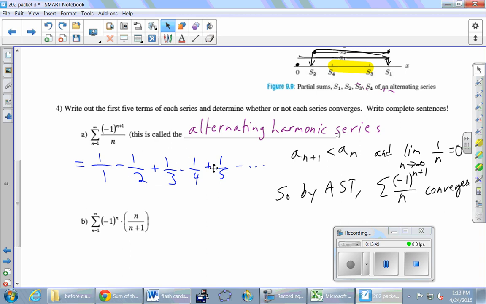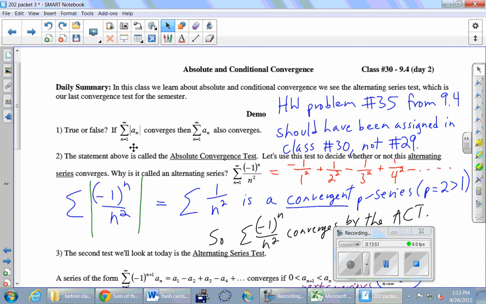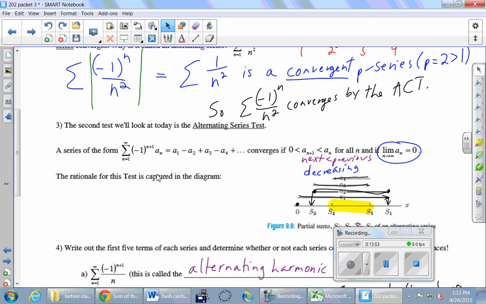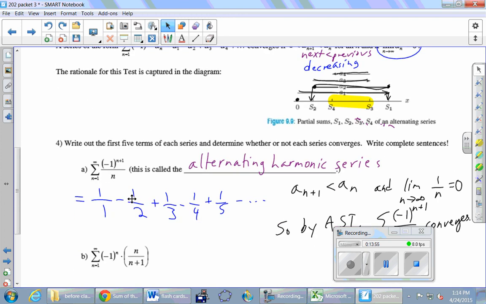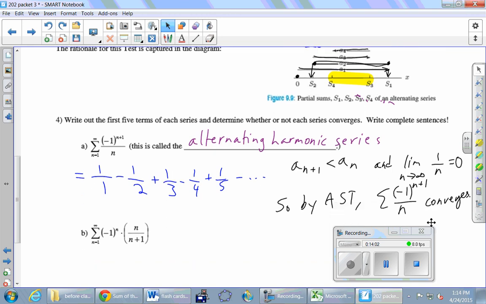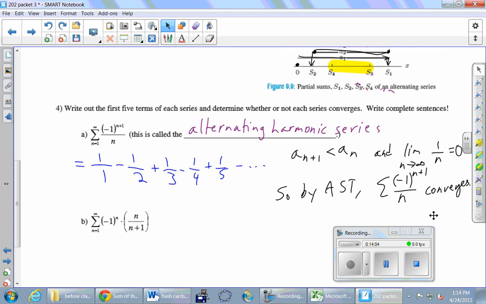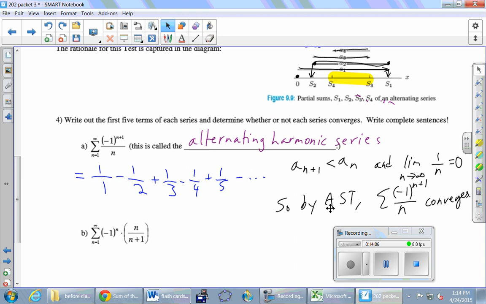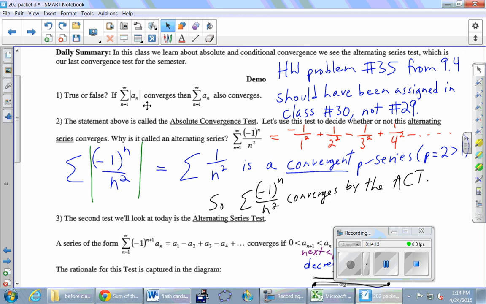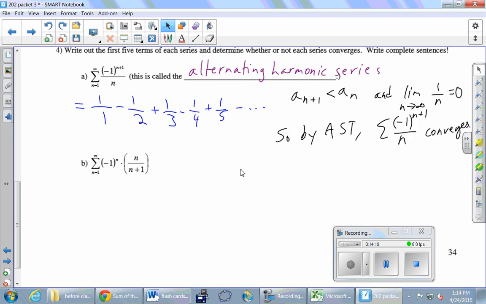Okay, so Len had thought about taking the absolute value of these terms. So if we take the absolute value of these terms, then what series do we get? The harmonic series. And does that one converge or diverge? It diverges, which is different from what the alternating one does. So unfortunately, it doesn't help us, right? Just because the absolute value version diverges doesn't tell us anything about what the original version does. Len, did you have another?